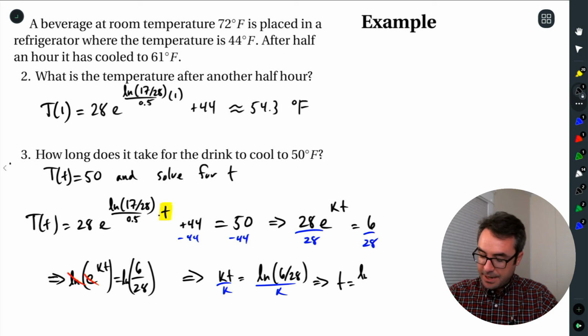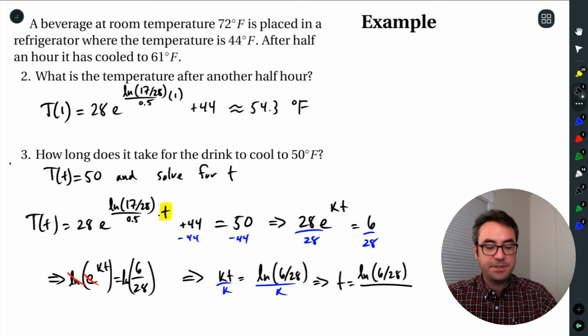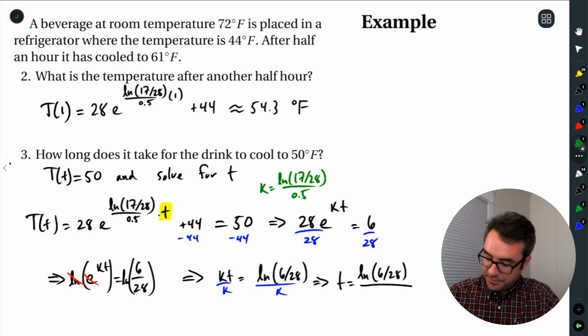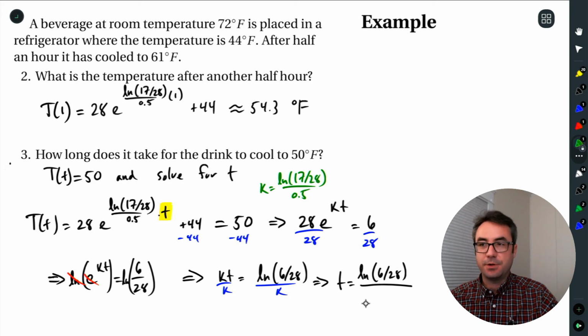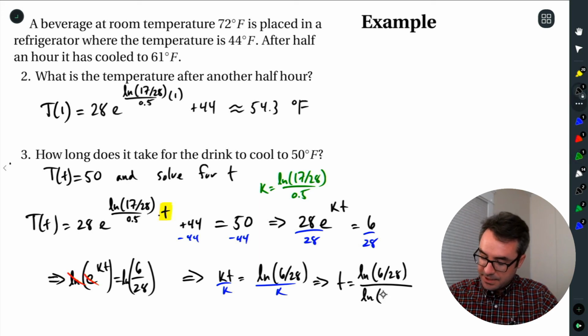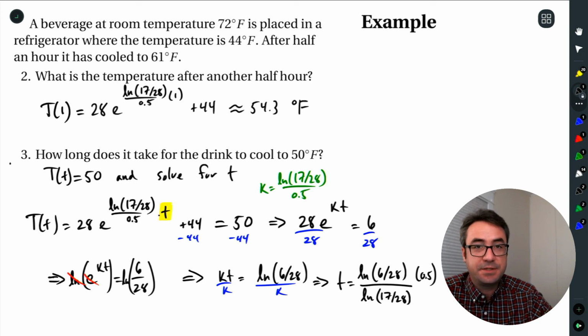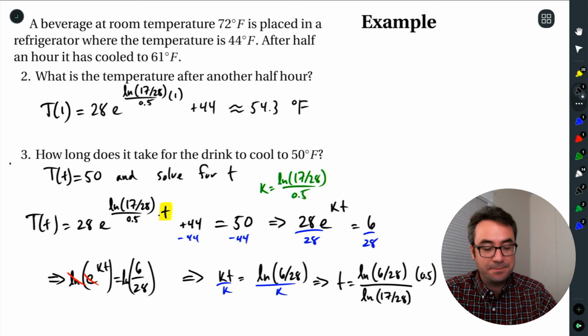T is equal to natural log 6 divided by 28 divided by k, and let's fill in what k actually is. We know what k is. K was natural log 17 over 28 divided by 0.5. So if we're dividing by k, it's just going to be the reciprocal. So it'll be natural log 17 over 28, and then we'll put our 0.5 up top. And so there is the exact time the object will be at 50 degrees Fahrenheit based on this function.